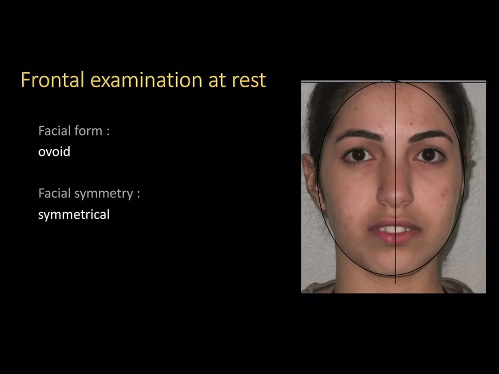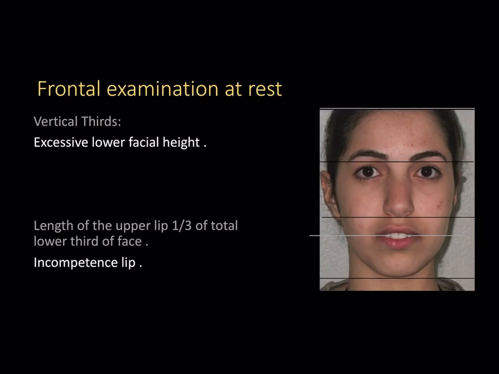First one, it's the frontal examination at rest. The facial form is ovoid and the right side is equal to the left side, so it's symmetrical. For the vertical thirds, the upper and middle third are about 3, so they are equal, but the lower third is about 3.5, so there is excessive lower facial height. Also the length of the upper lip is one third of the total lower third of the face, about 1.5. This patient also has lip incompetence, which means he cannot form an adequate seal at rest.